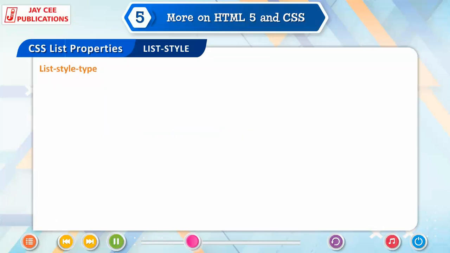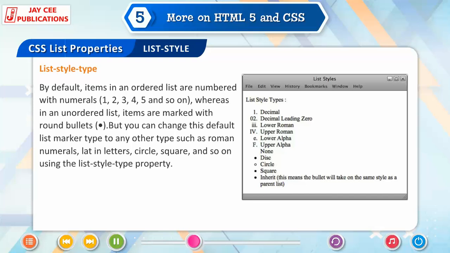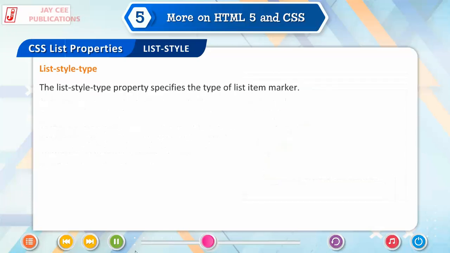List style type. By default, items in an ordered list are numbered with numerals 1, 2, 3, 4, 5 and so on. Whereas in an unordered list, items are marked with round bullets. But you can change this default list marker type to any other type such as Roman numerals, Latin letters, circle, square, and so on using the list-style-type property.